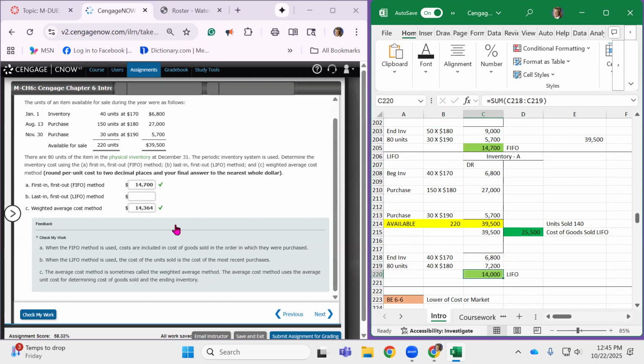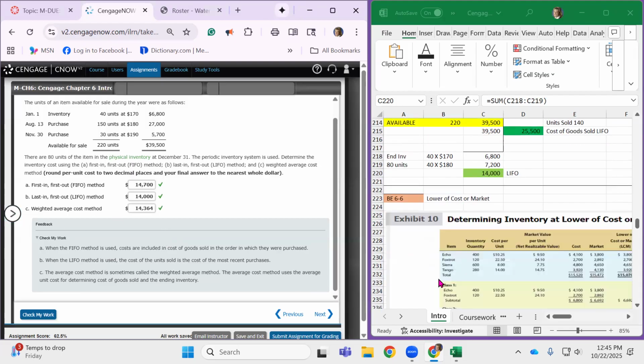All right, 14,000 is how much if you used LIFO. Notice they're all within the same range, right? They're all within the same range, thankfully. Weighted average is always going to fall smack in the middle between first in, first out, and last in, first out. Okay? It's always going to fall smack in the middle. Okay? Let's keep going.